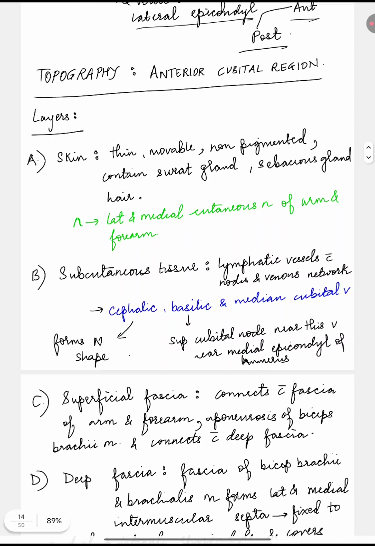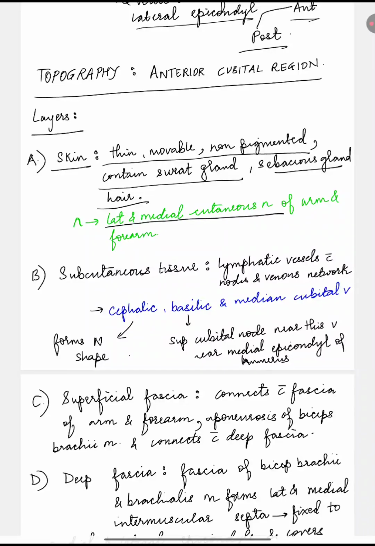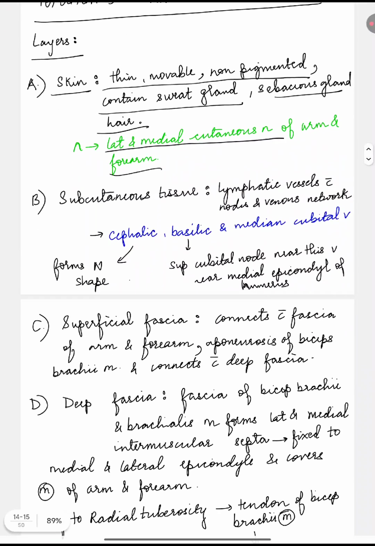Anterior cubital region, there are layers. First is skin, which is thin, movable, non-pigmented, contains sweat gland, sebaceous gland and hair. Nerve is lateral and medial cutaneous nerve of arm and forearm. There is subcutaneous tissue in which lymphatic vessels with nodes and venous network are present. Cephalic, basilic and median cubital vessels are present.